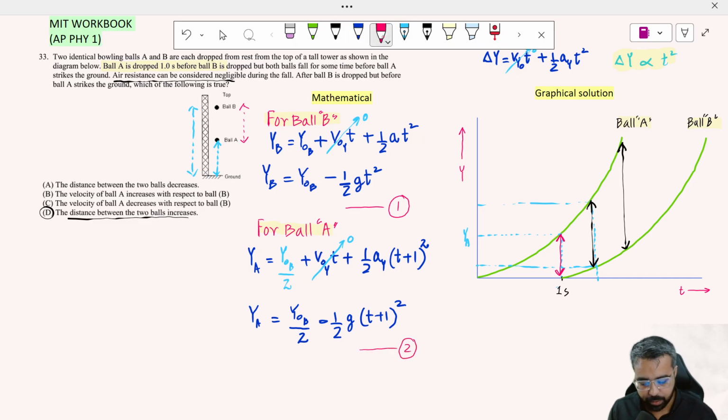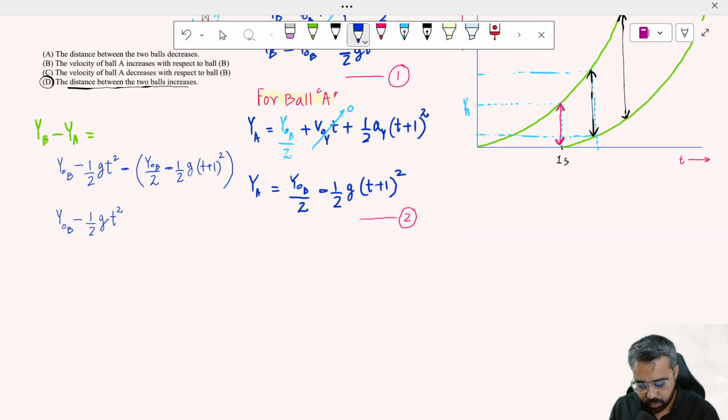What we have to find out is the separation between the two, and that is YB minus YA, or YA minus YB. So now I'm going to subtract these two equations. I'm just plugging in the values. It is not difficult. You see here, this is equation 1 minus equation 2. So students, this will be negative y initial over 2, and plus 1 over 2 g into t plus 1 whole square.